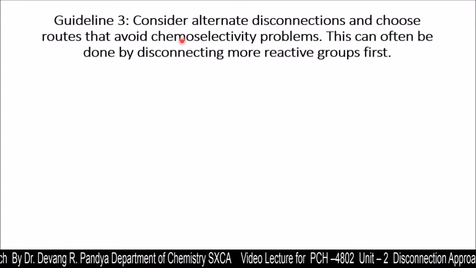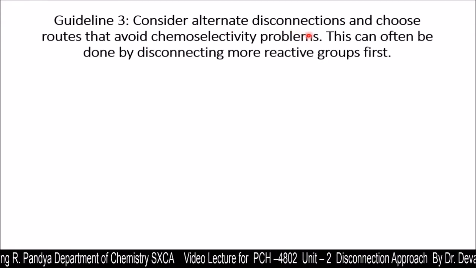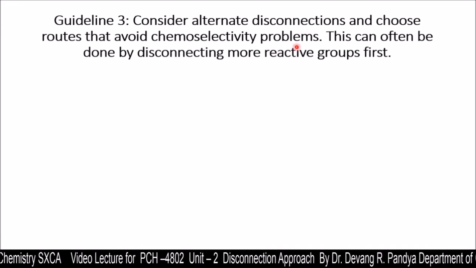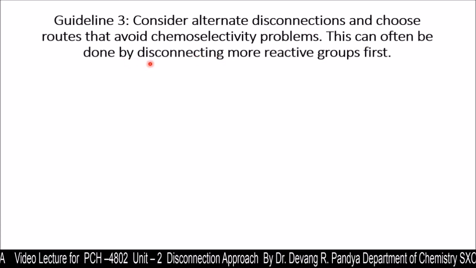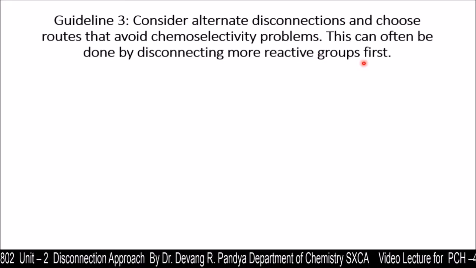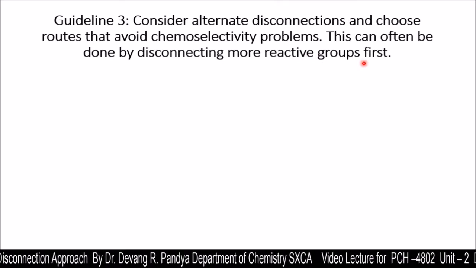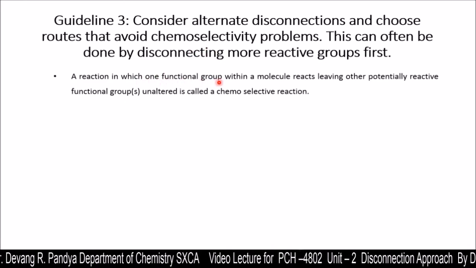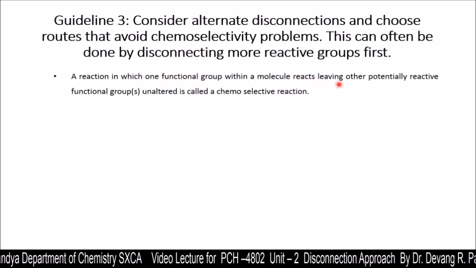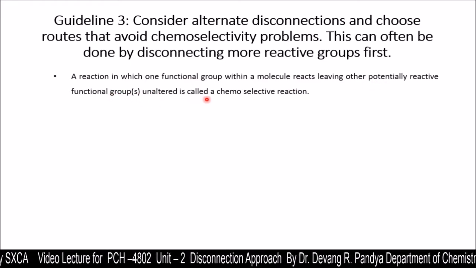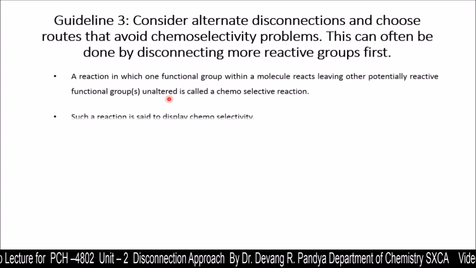Now guideline 3: consider alternate disconnections and choose routes that avoid chemoselectivity problems. This can often be done by disconnecting the more reactive group first. So here guideline 3 suggests to disconnect the more reactive group first. A reaction in which one functional group within a molecule reacts, leaving another potentially reactive functional group unaltered, is called a chemoselective reaction.